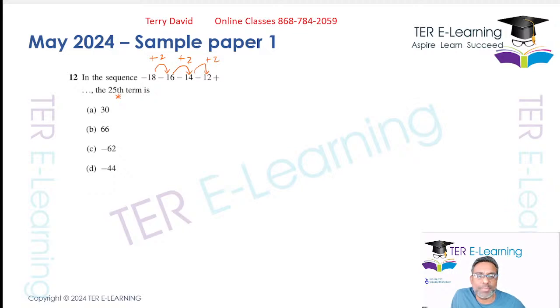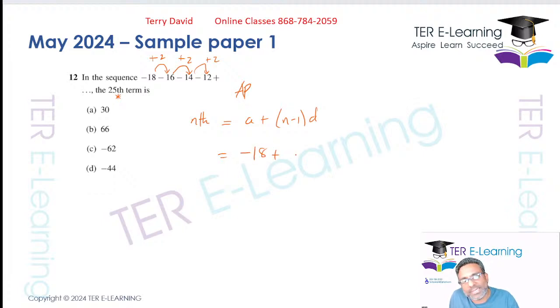Alright, so I've seen a lot of people saying A is the answer. So let's see. For an arithmetic progression or arithmetic series, the nth term is given by a plus n minus 1 multiplied by d. The first term is your a, in this case minus 18. So this is minus 18 plus, remember, you're trying to work out your 25th term, so this is going to be 25 minus 1 multiplied by the common difference. In this case here, the common difference was 2.